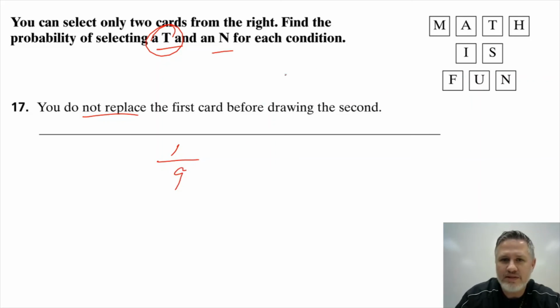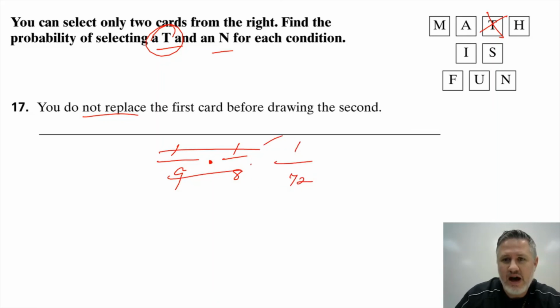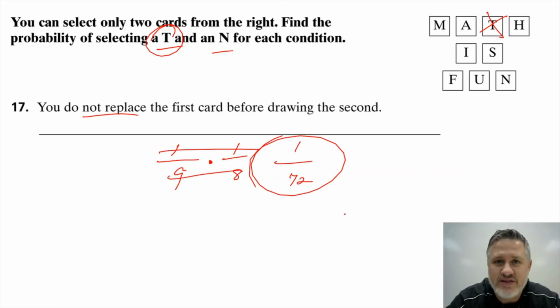And now, what happens if I didn't replace it? This becomes a dependent event because I'm not replacing, right? So I'm crossing it off. It's gone. Now, how many N's are there? Didn't affect that, right? I've got 1 N out of how many total cards now? 1, 2, 3, 4, 5, 6, 7, 8. 1 less because the T is gone. So 1 times 1 is 1. 9 times 8 is 72. I have a 1 in 72 chance of that happening. That is very unlikely, right?